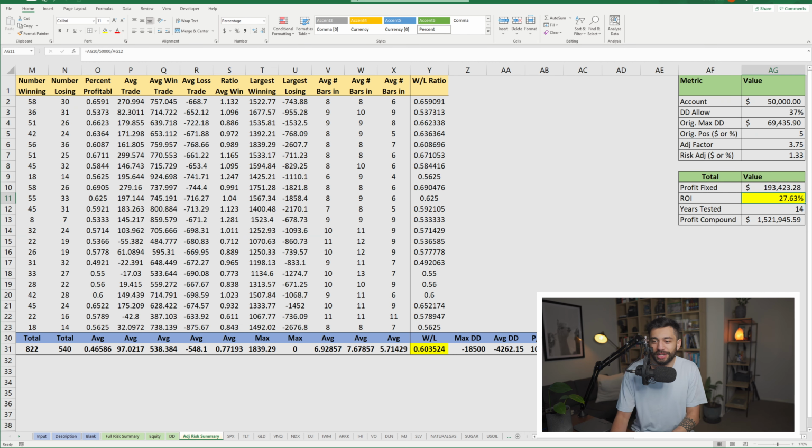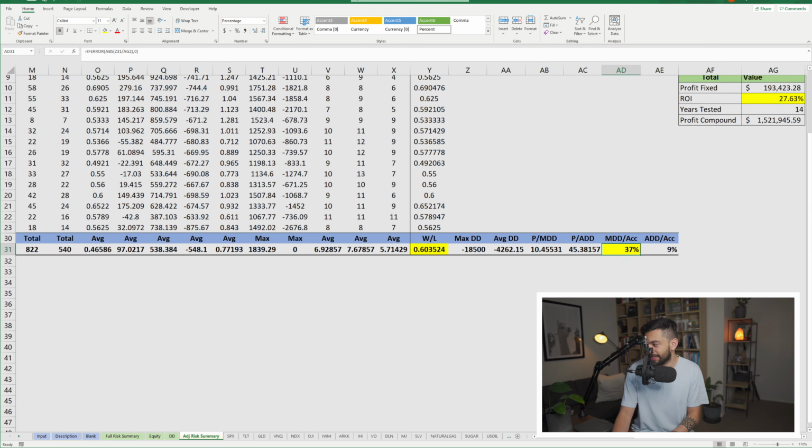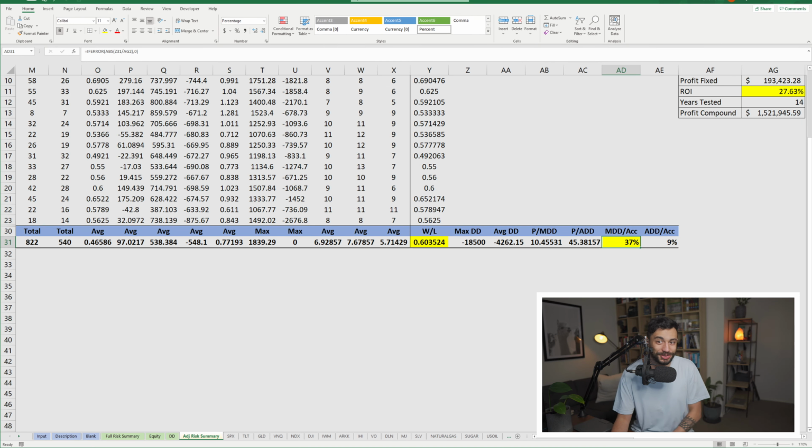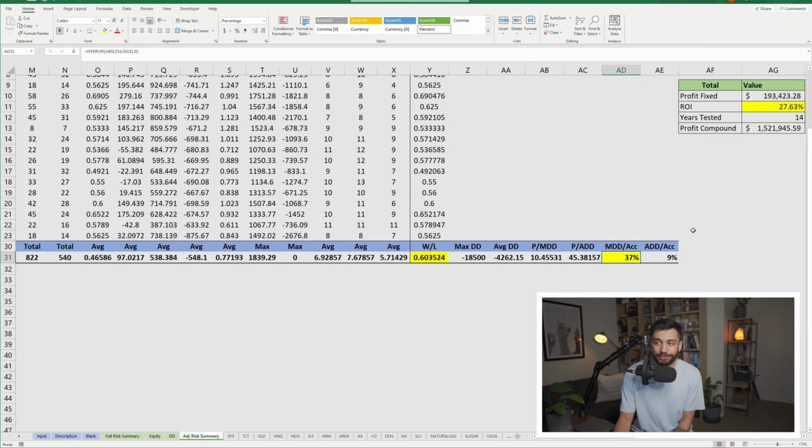Now, again, coming on the side, we can see here that we've got a maximum drawdown of 37%. Our win-loss ratio is 60% over here. And that 37%, of course, is adjusted. We are adjusting our risk per trade.